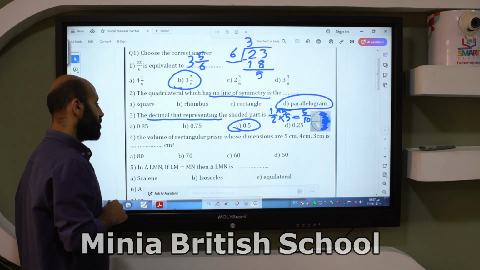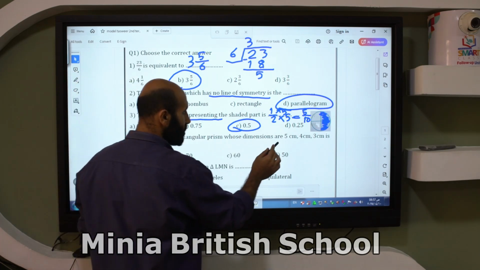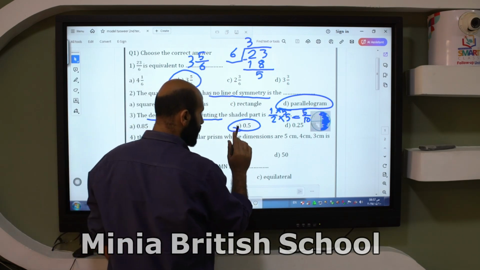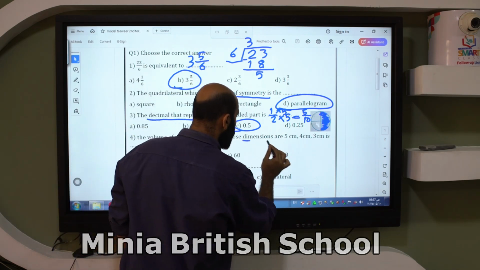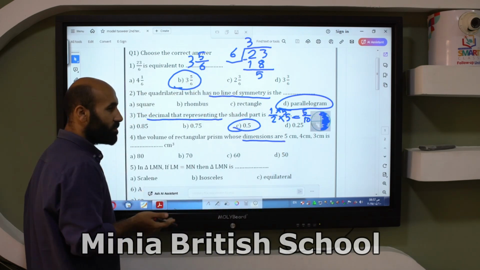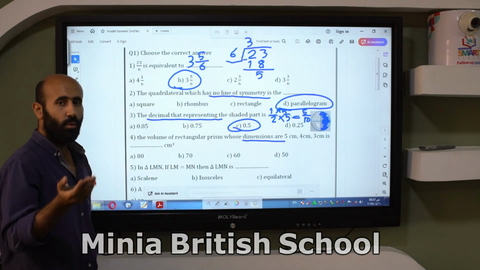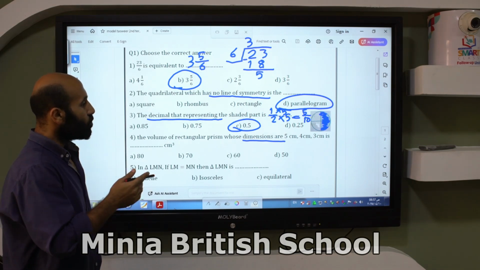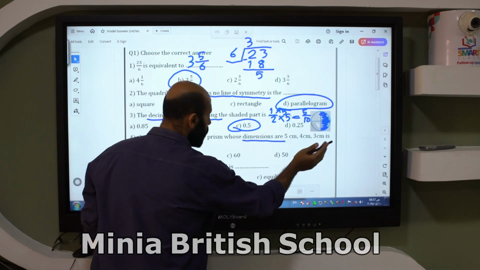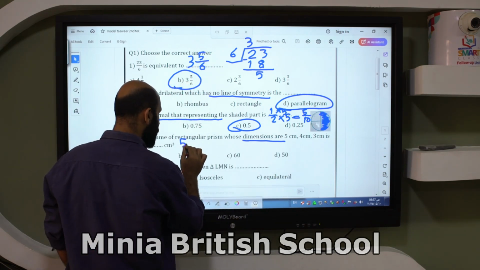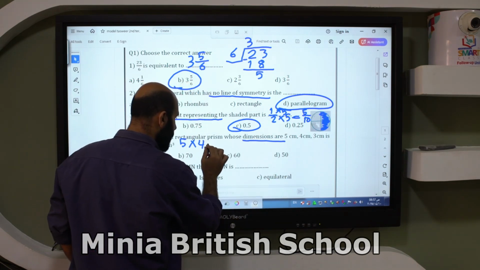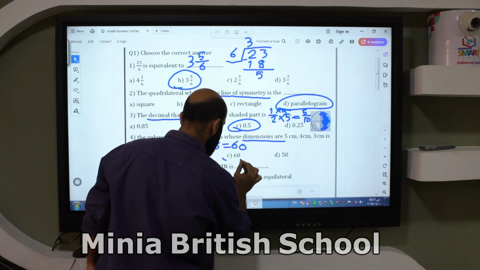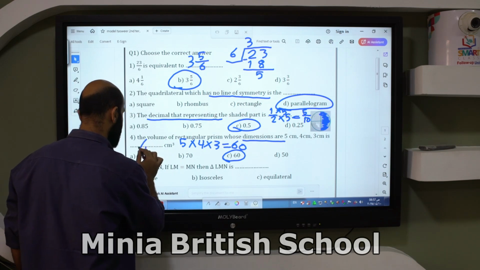The volume of a rectangular prism whose dimensions are 5, 4, 3 is equal to what? When he says the dimensions, it's just like saying the length, width and height. So to find the volume, I have to multiply them all: 5 times 4 times 3, which equals 60. So it will be 60 cubic centimeters.